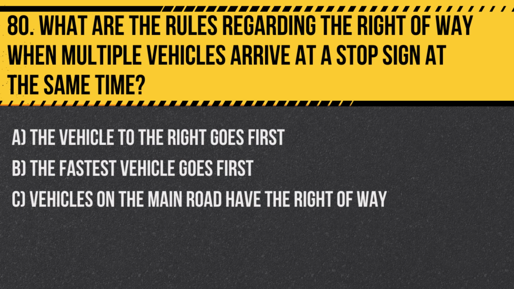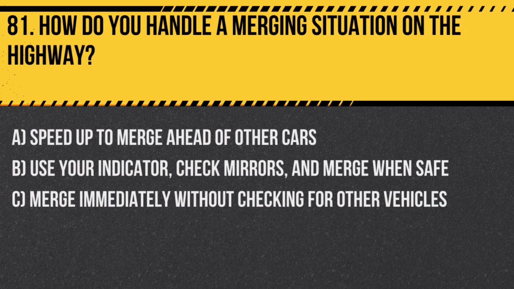B. The fastest vehicle goes first. C. Vehicles on the main road have the right-of-way. Answer: A. The vehicle to the right goes first. This rule helps prevent confusion and collisions at four-way stops. Question 81. How do you handle a merging situation on the highway?